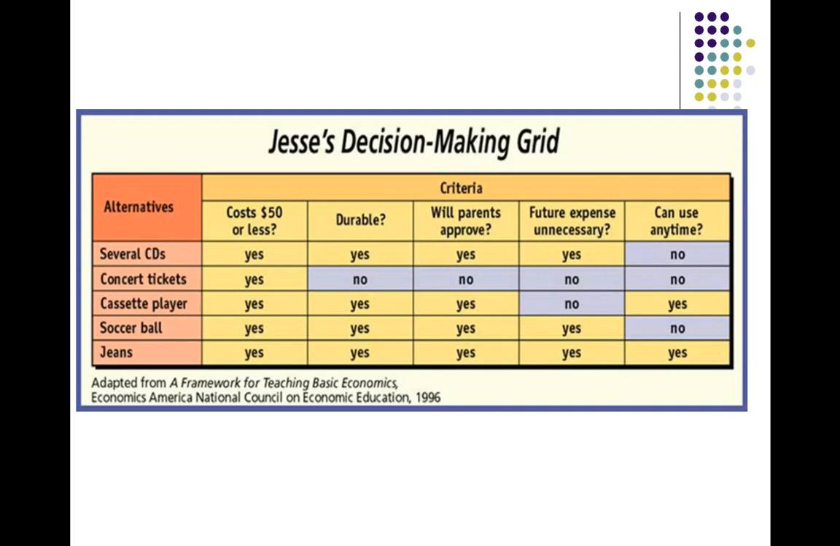We also use decision-making grids and things like that to help come up with your economic choices. So this one is about if you're going to go and do CDs, concert tickets, a cassette player. However, this is really outdated. A soccer ball and jeans. And Jesse's going to have to decide using a whole bunch of different decisions what that will be. So the cost is $50 or less. How durable is it, which means will it last for a long time? Will my parents approve of it? Will I have to spend any future money on it? And can I use it any time? And you can see how Jesse is answering based on those decisions for each of those products.